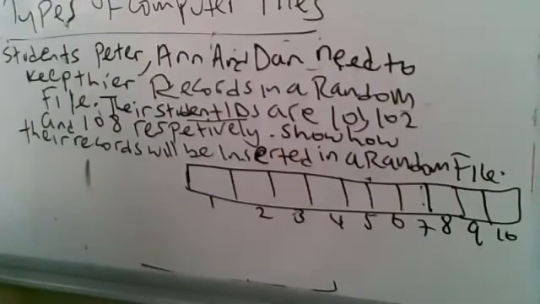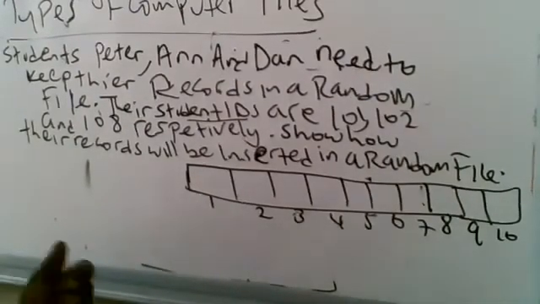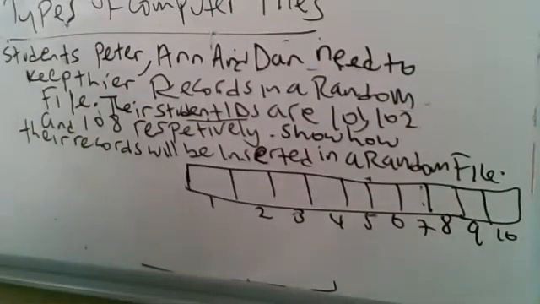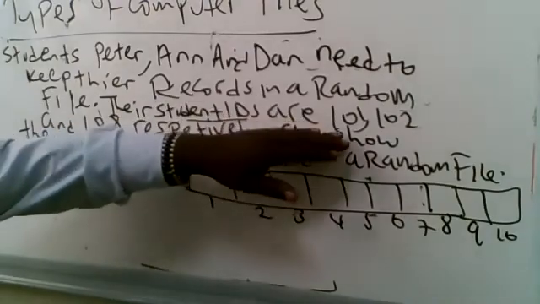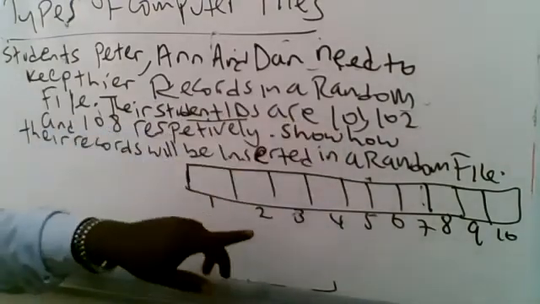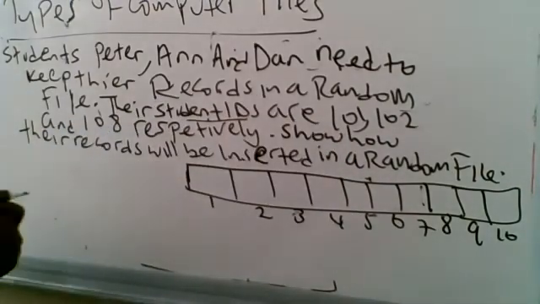How does it calculate the positions? It applies a formula to the position. That formula is called the hash algorithm. Before I tell you technically what it is, all you need to know is that in a random file, to calculate the position where to put the records, we must use the primary key values and apply a formula to them. In this case, what formula can we use?